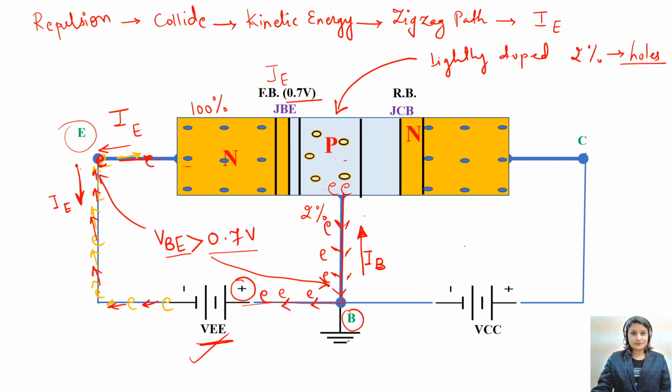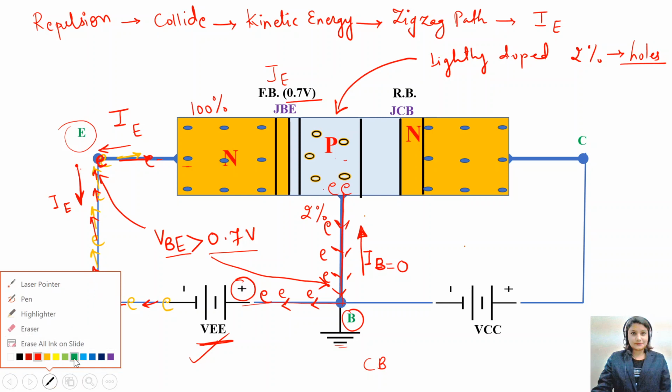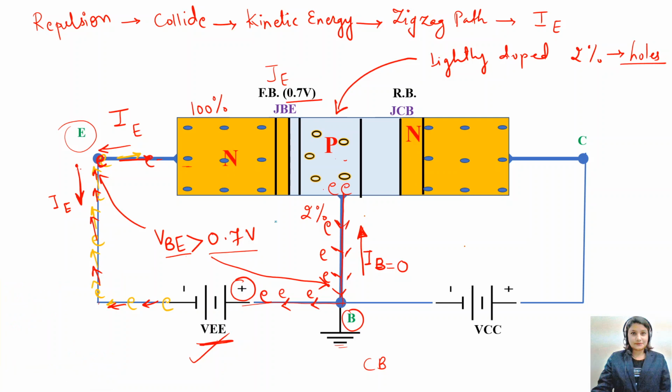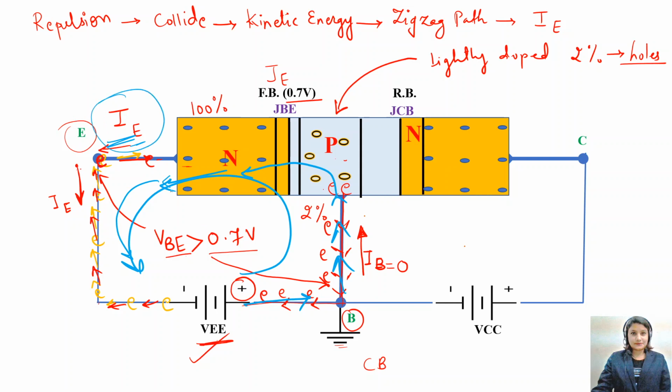As you know, the base terminal for CB configuration is connected to ground. So the voltage at the base is 0, and the base current will also be 0. So we say in this circuit, from higher potential towards lower potential, only the emitter current is flowing. The emitter current will go into the P-type base, and from the N-type, the emitter current is coming outside and flowing in this circuit. Which current? IE. And this is why we say in CB configuration IE is the input. IE is the input current.